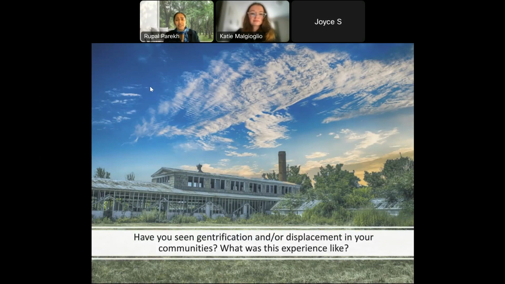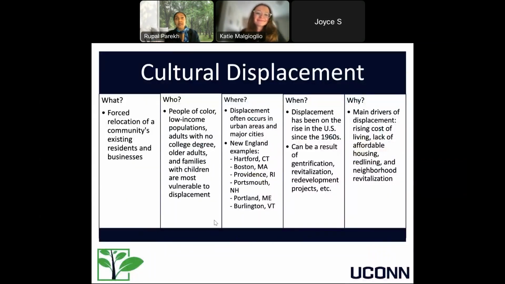Has anybody here seen or experienced gentrification or displacement in your communities? And if you could talk about your experiences? It's okay. Maybe we can discuss this a little later, because I know that in many communities in New England, people are experiencing gentrification and therefore displacement. I see Joyce, your camera's on.